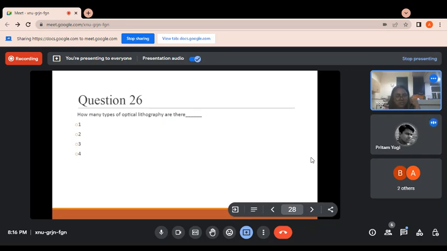If the answer is 2, then what types of optical lithography are present? Ma'am, maskless and with mask. Maskless, where we use the laser printer. Okay, actually I am asking about the printing lithography process.